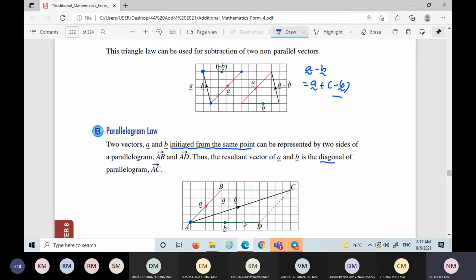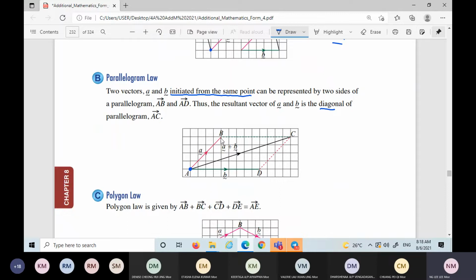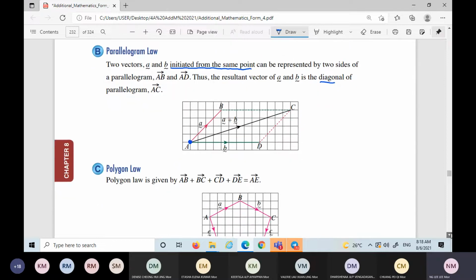Remember, for a parallelogram there are two diagonals. Don't choose this diagonal, it has no meaning. It means the two vectors plus the resultant vector, all three start at the same point. So this is the key for the parallelogram law. You must be very clear about the triangle law and the parallelogram law. Sometimes you can use the triangle law, sometimes you can use the parallelogram law. Now we come to the polygon law.